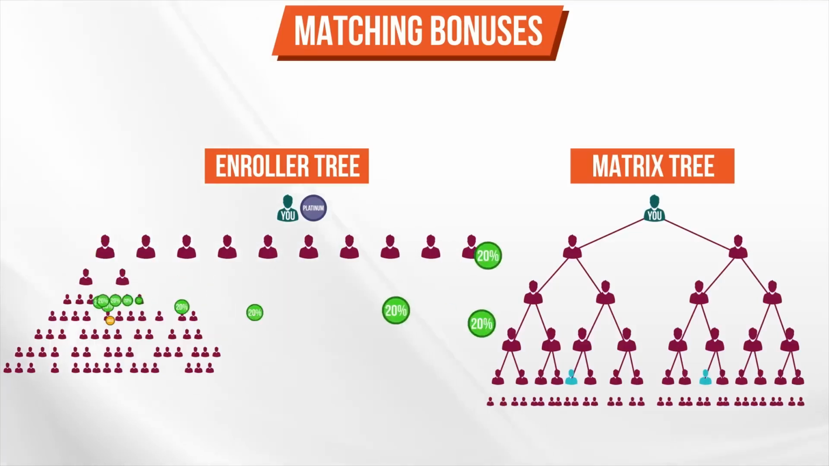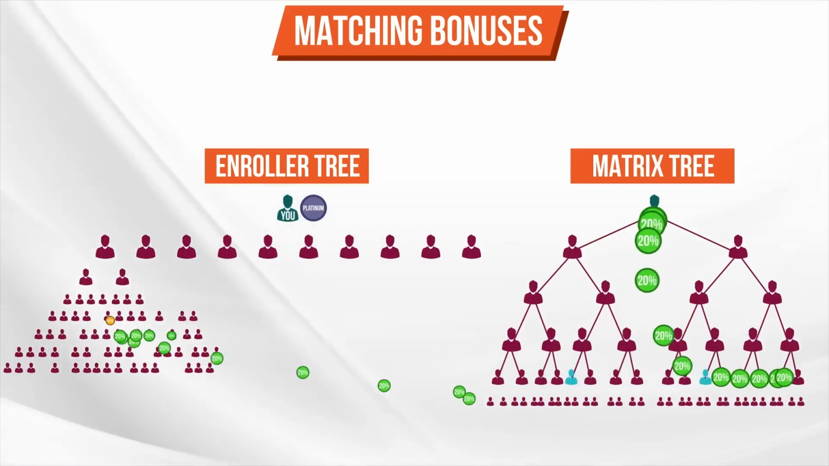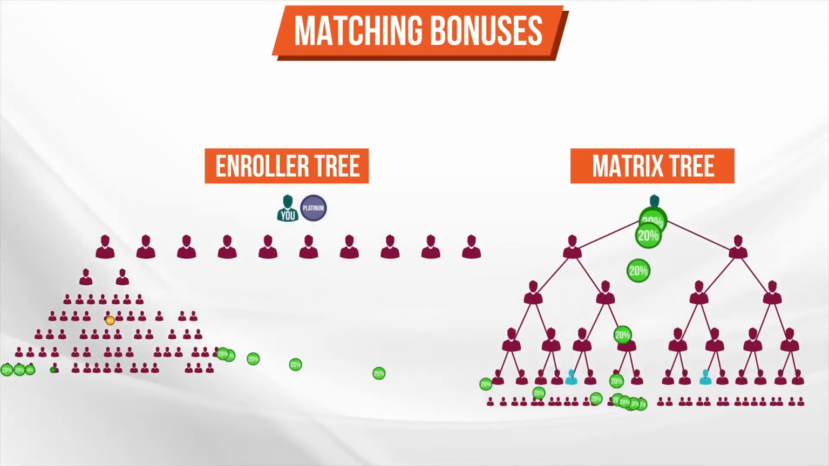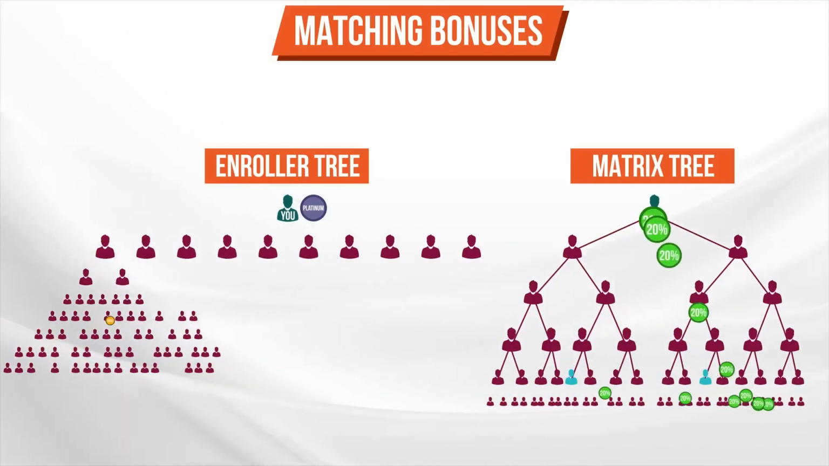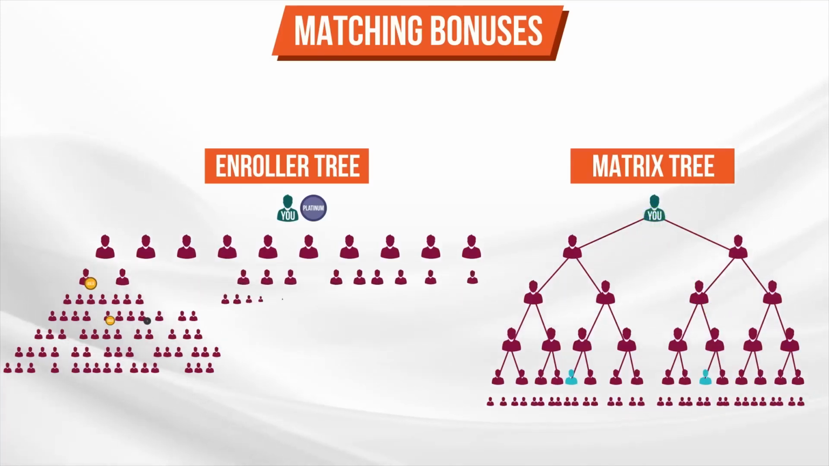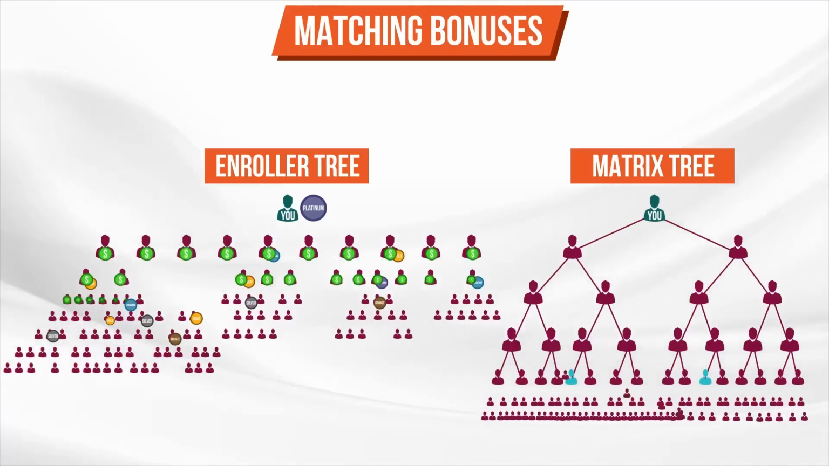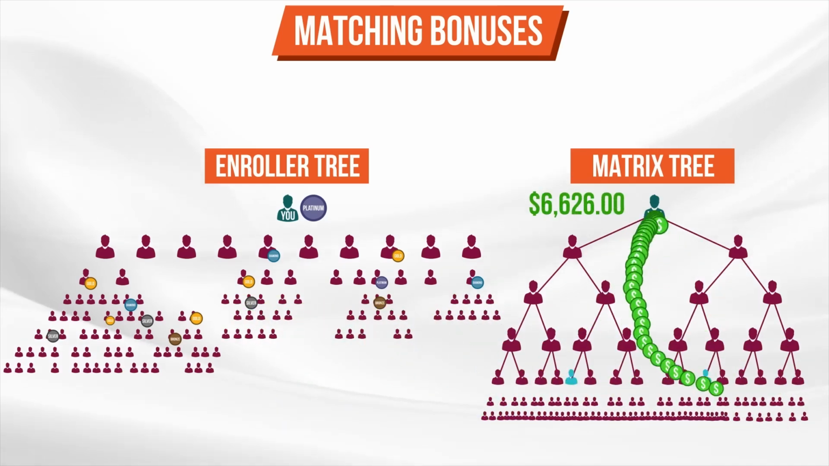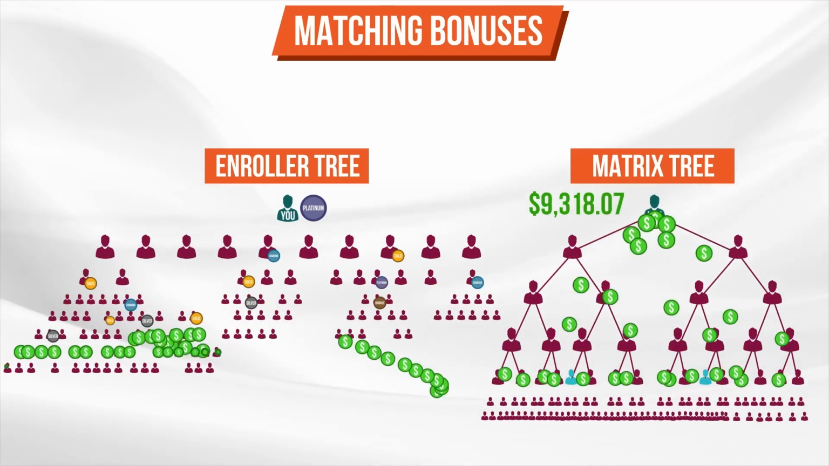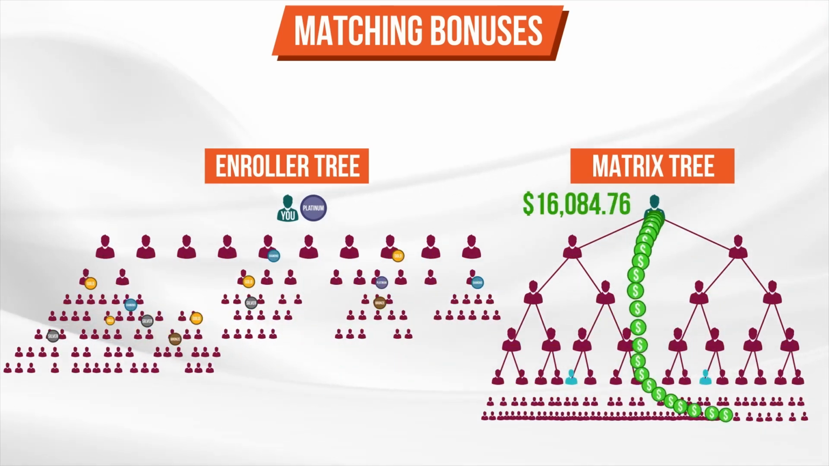So you will get 20% of whatever all these people earn in their matrix every single month, regardless of where they fall in your matrix. There's literally no limit as to how many people you can match, how much you can earn in matching bonuses, or how many times you can get paid on the same volume. Wait, what? Yeah, check this out.